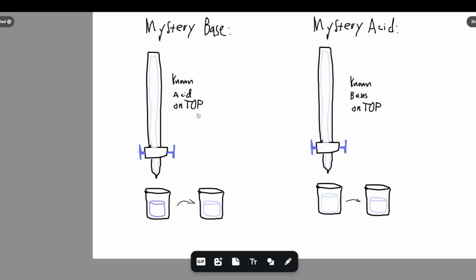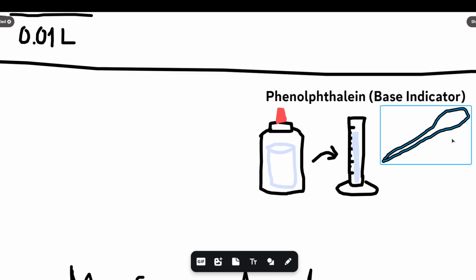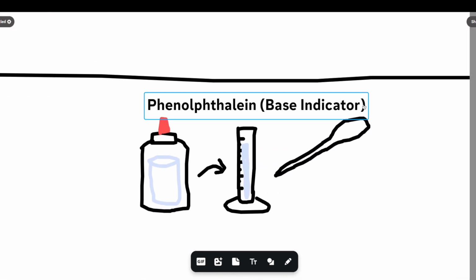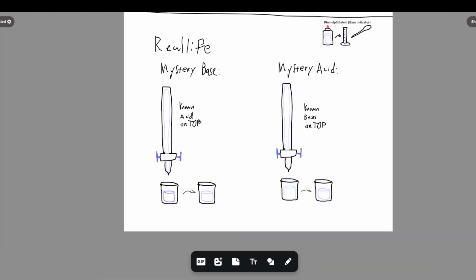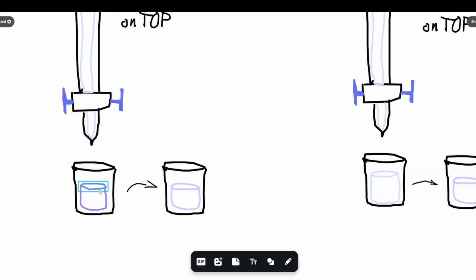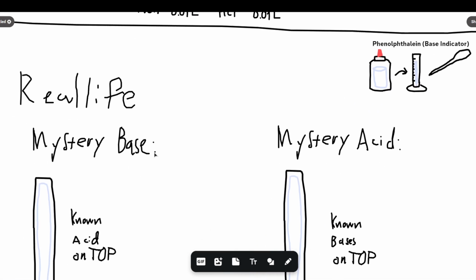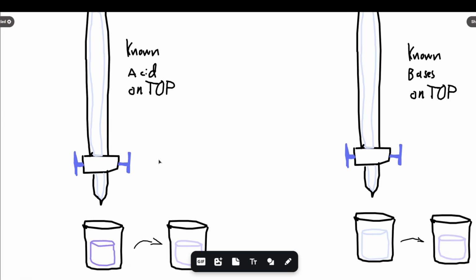If you start with the base at the bottom, when you put the phenolphthalein in, which, as I've written here, is called a base indicator, the color will be more pink or purple-ish when the solution is more basic. You should probably put phenolphthalein in a graduated cylinder and then use a pipette to drop it in. Two drops only, just not too much.